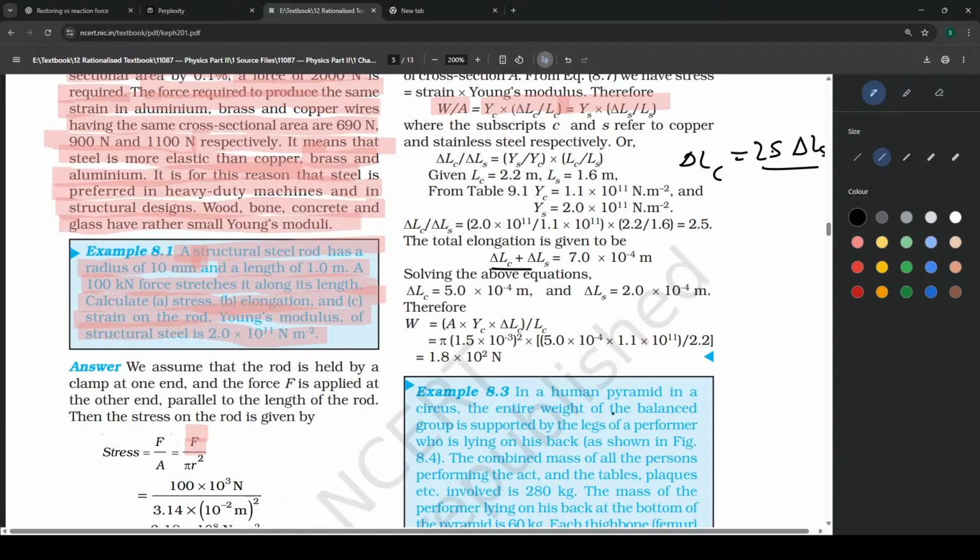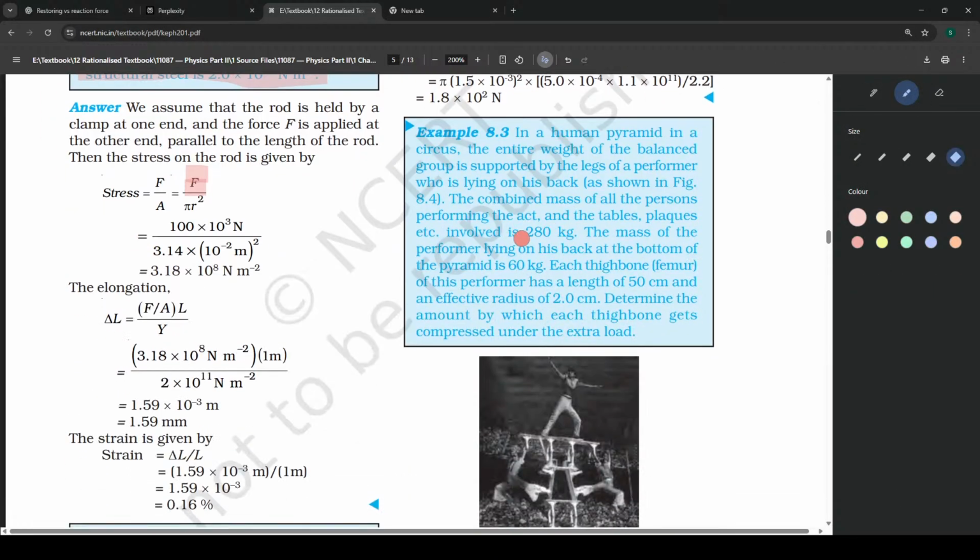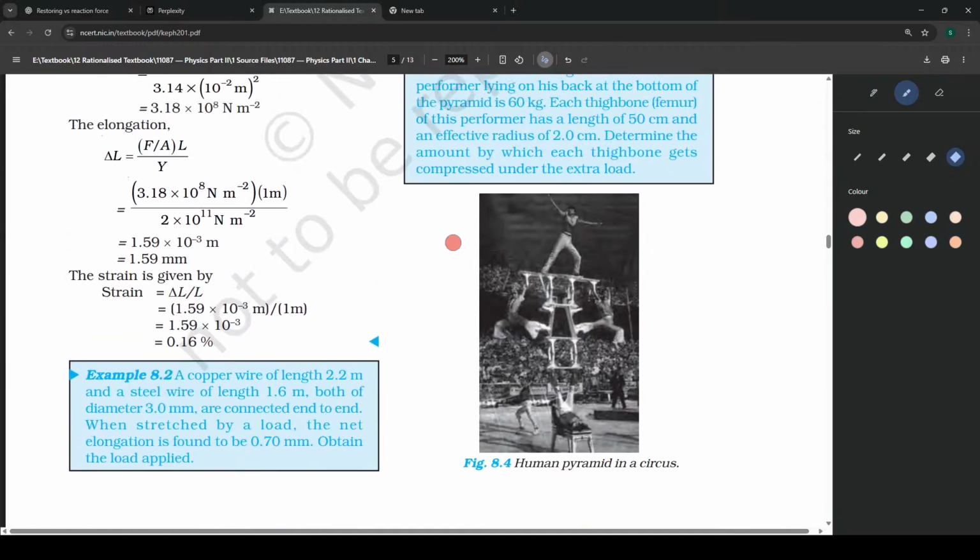From this we can observe and conclude that the elongation of steel is much less compared to the elongation of copper for the same stress and same area applied. That is because steel has a higher Young's modulus. Okay, let's go to the next question.